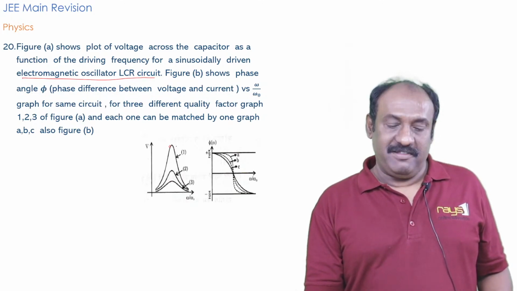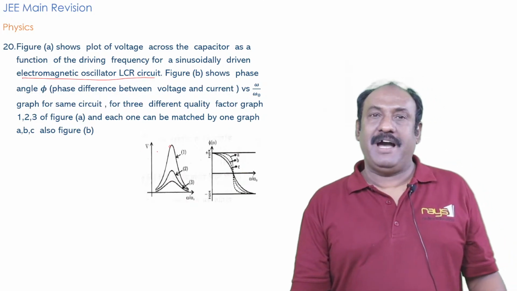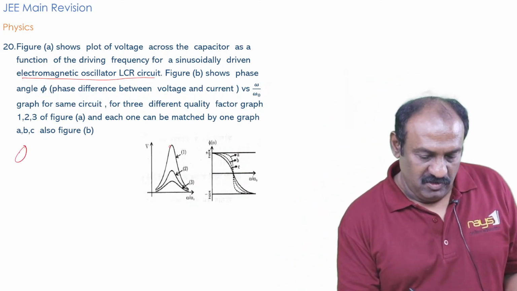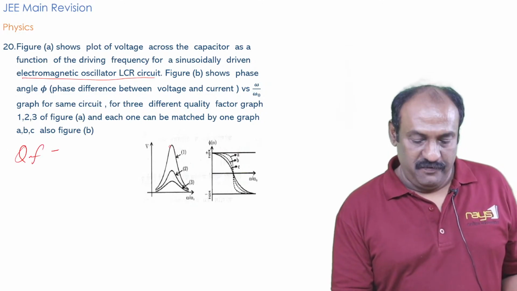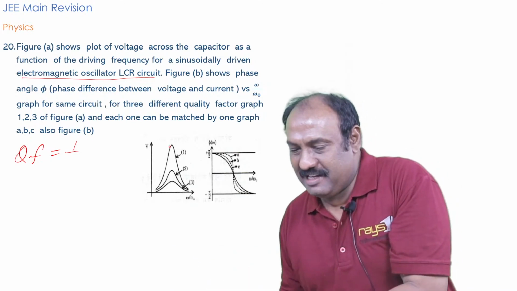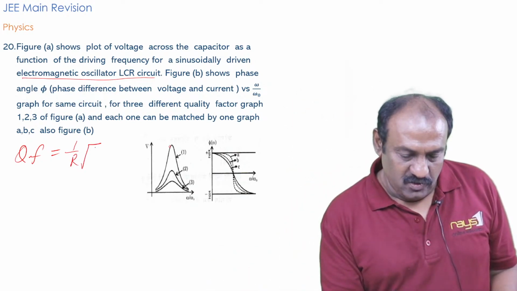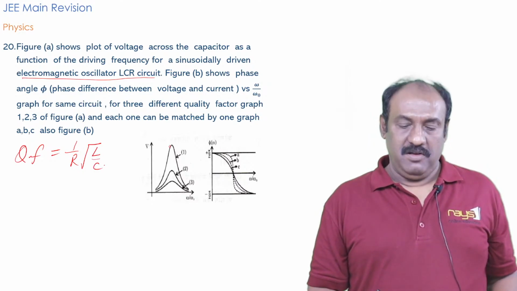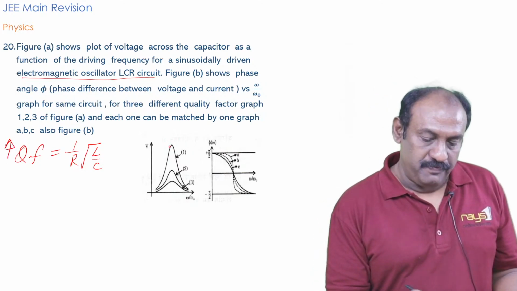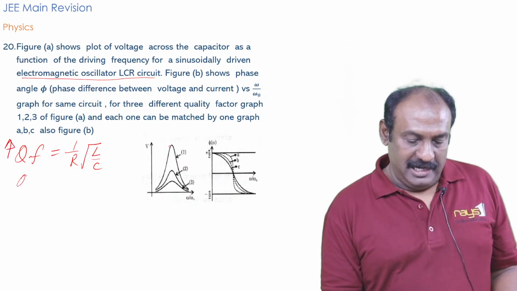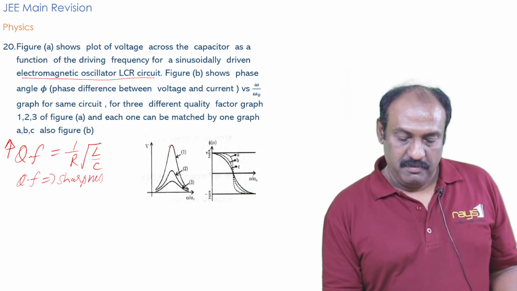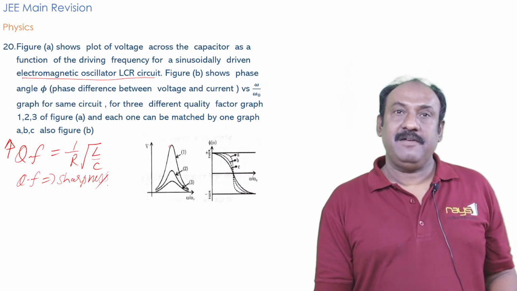So the sharpness of this V versus omega by omega naught graph represents the quality factor. So what is the quality factor? The quality factor is equal to 1 by R into root of L by C. If the sharpness is more, the quality factor is more. So the quality factor represents the sharpness of this graph.